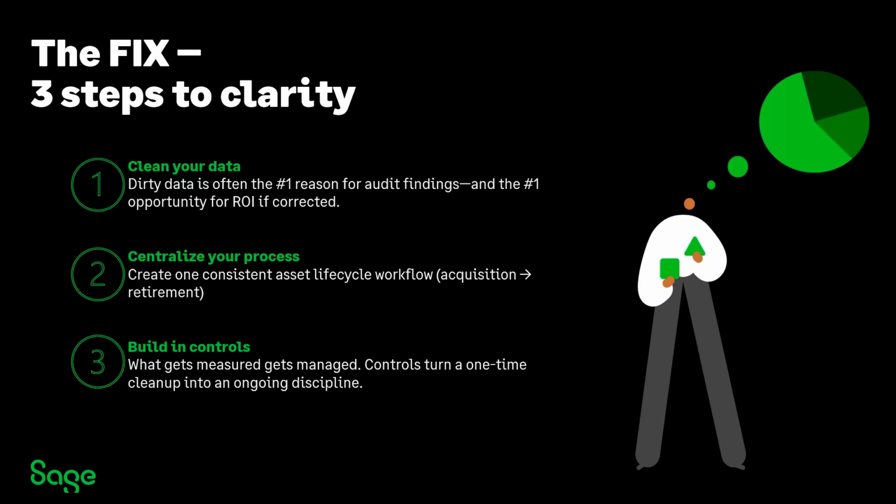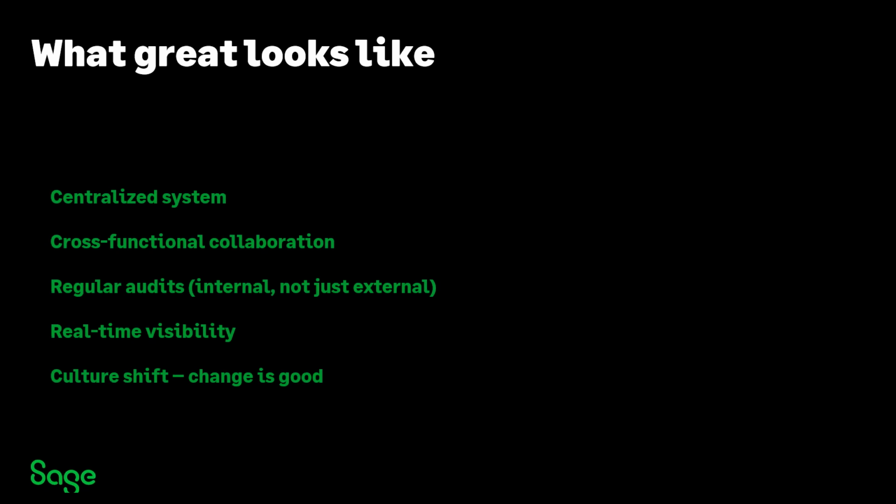So those are the top three key steps to get started. What does good fixed asset management look like to us, right? It's a centralized system. It's cross-functional collaboration, right? We're all unified on a platform that serves as a single source of record for everybody, one single source of truth across the full life cycle holistically, right? Cross-functional collaboration too with every different department.